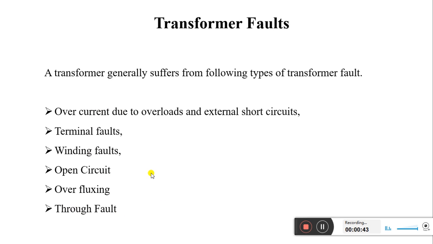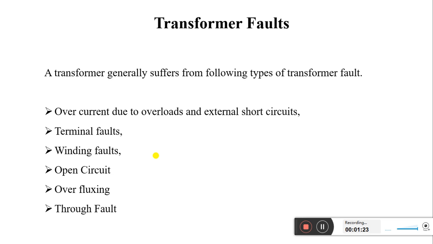So in all types of faults, terminal faults and winding faults I have already discussed, and terminal faults are common. Open circuit fault means there is an open circuit in the winding. Terminal faults happen sometimes, but winding faults in a transformer rarely happen, and open circuit also rarely happens. But the overfluxing and through faults usually happen in transformers.